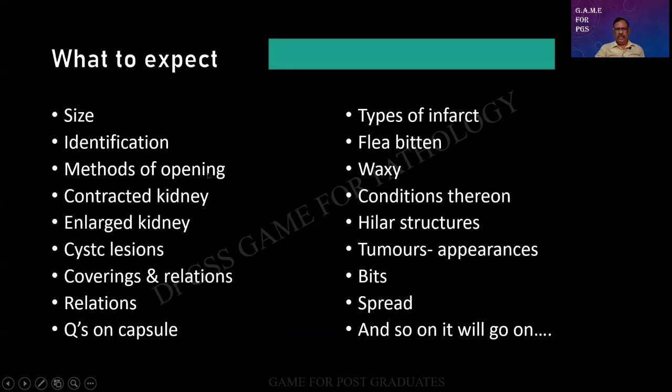And size, identification, contraction, enlarged, cystic lesions, questions on the capsule, types of infarct, where you get a waxy kidney, what are all the hilar structures, and what are the conditions where you get the flea-bitten kidney, so on and so forth. Appearances of the tumors, from where will you give the bits, how does it spread, and so on, it will go on. So I hope you people are a little familiar with the lesions.